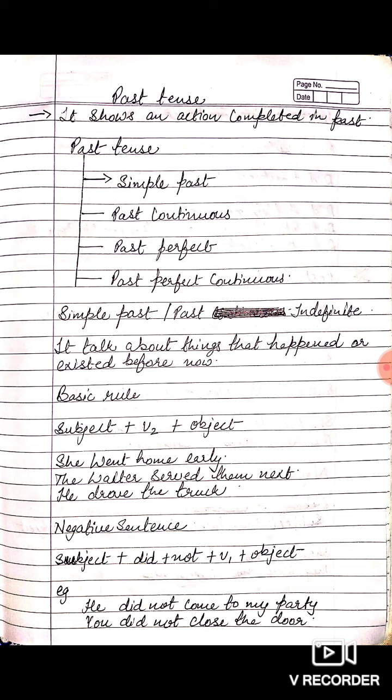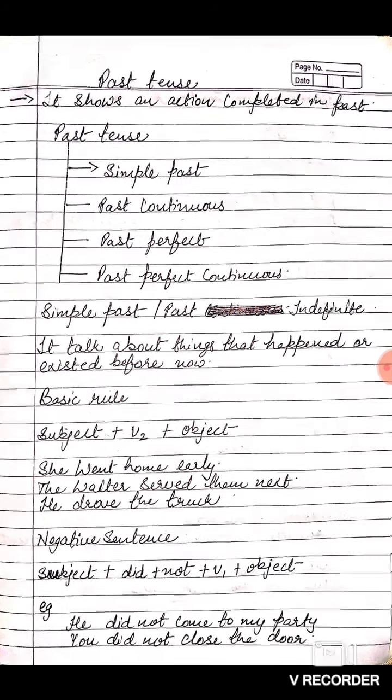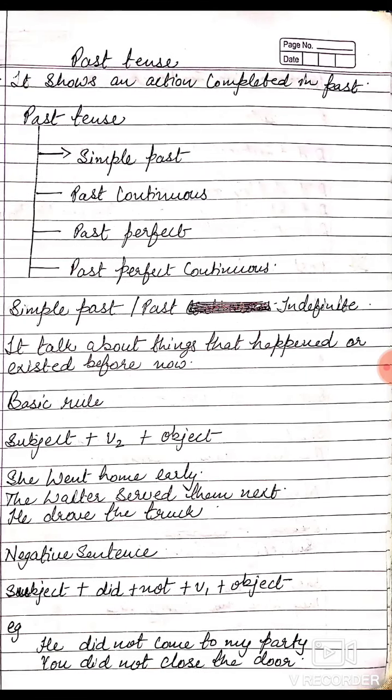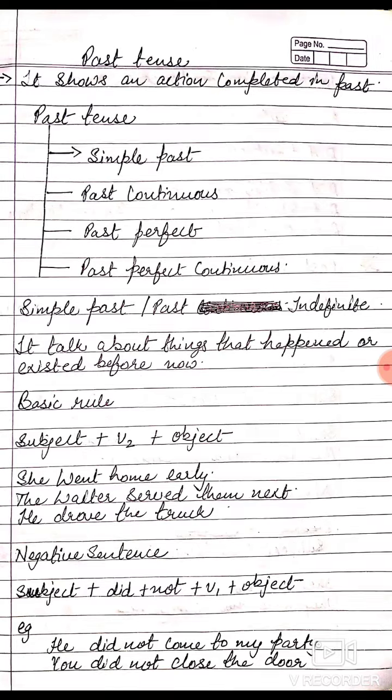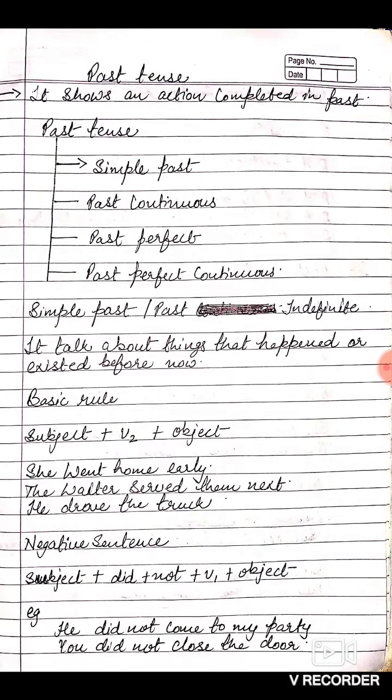Further, past tense is divided into four subtypes. First is simple past or past indefinite. Second is past continuous. Third is past perfect. And the fourth one is past perfect continuous. So now first we will learn about simple past or past indefinite. So simple past talks about the things that happened or existed before now.